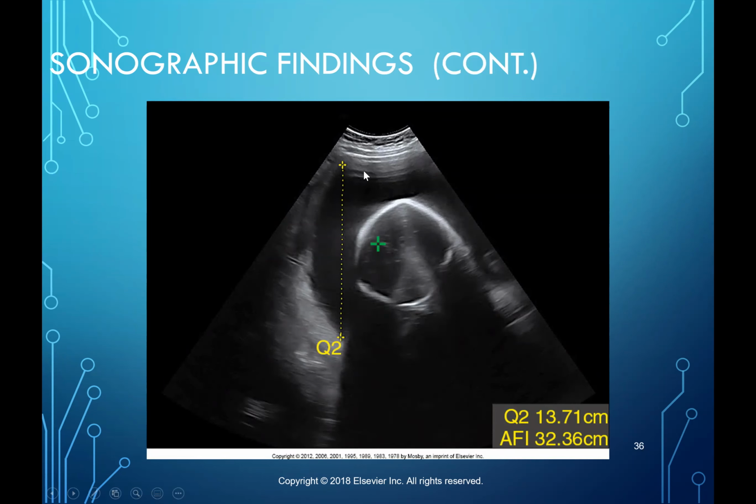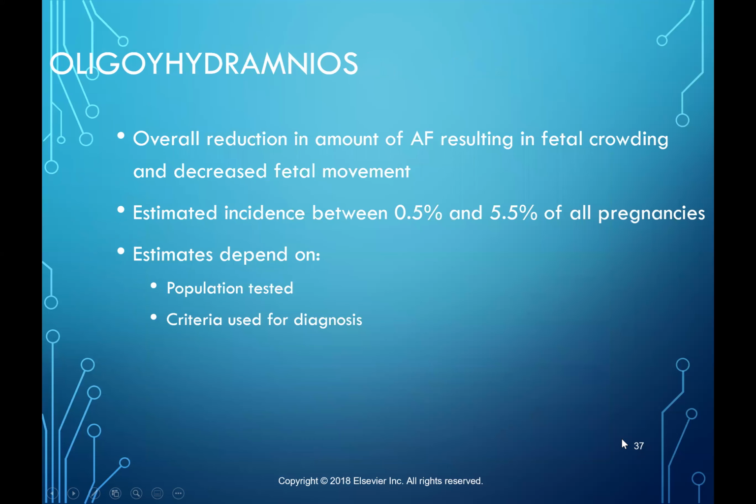Whoa, look at this one, guys. 13 centimeters. So this mom has an AFI of 32 centimeters. So that's definitely increased. Okay, so on the other side, oligohydramnios is the overall reduction in the amount of amniotic fluid, resulting in fetal crowding and decreased fetal movement. I feel like this is a little bit more scary than polyhydramnios for me.